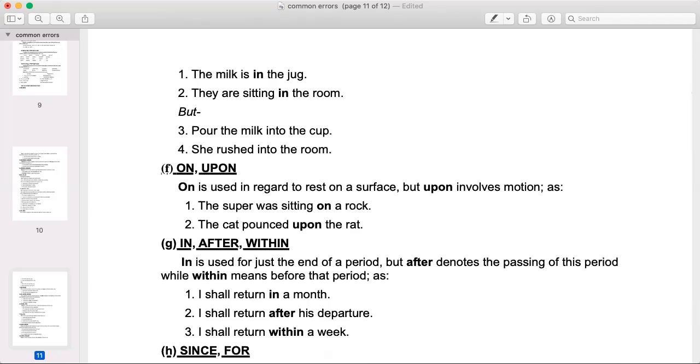In, after, and within. In is used for the end of a period. After is for the passing of the period, and within is before the period ends. Like, I shall return in a month. So after the month ends, or just the last day of the month, the particular person shall return. I shall return after his departure. So after that person has gone, the period passes, and then the person will return. I shall return within a week. So within the particular period mentioned.